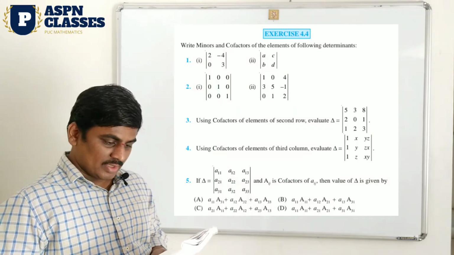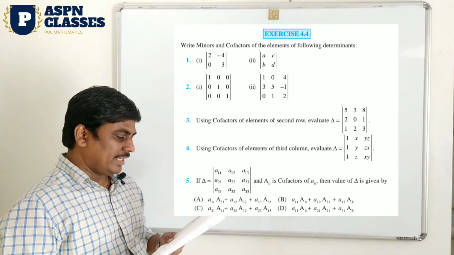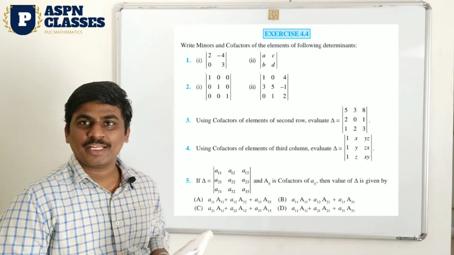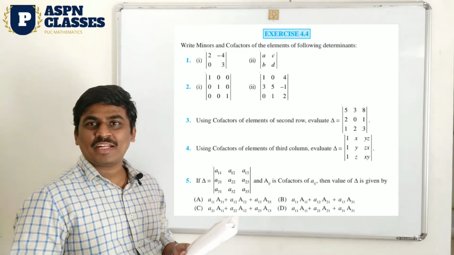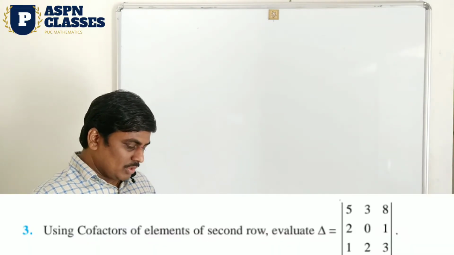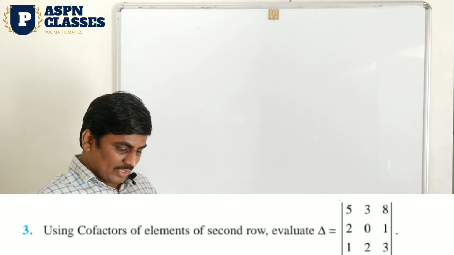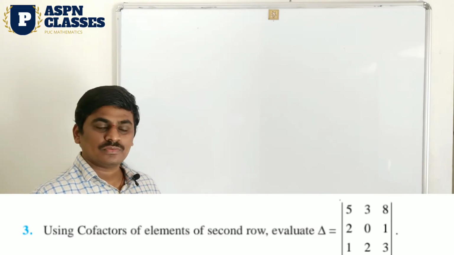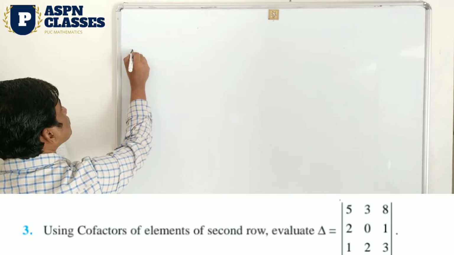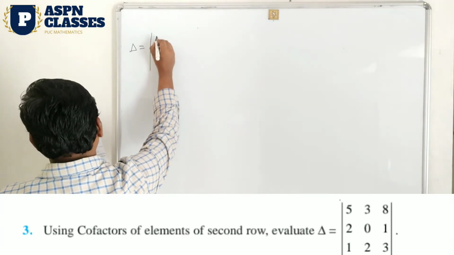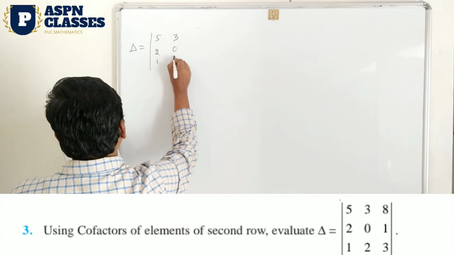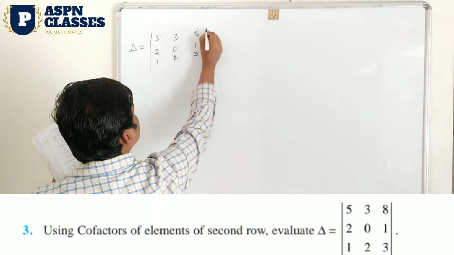0 is the answer. In your exercise 4.4, write the minor factor and cofactor of the following determinants. Questions number 1 and 2, take as homework. You have to solve all the minors and cofactors of all the elements. The third question I am going to solve here. Using the cofactor of the elements of the second row, evaluate the delta, which is given here: 5, 2, 1, 3, 0, 2, 8, 1, 3.